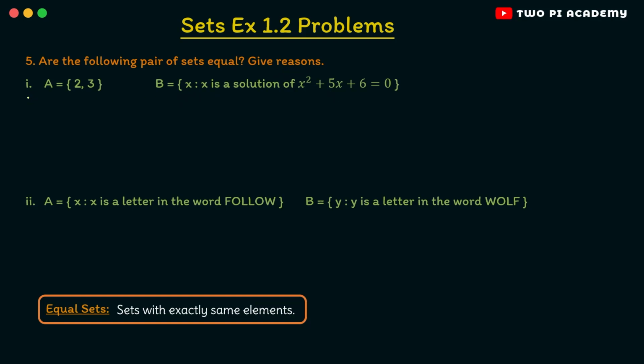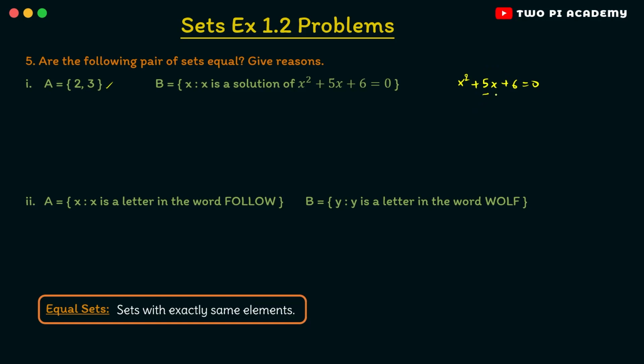So the first one, capital A is the set of 2 and 3 and capital B is the set of all x such that x is a solution of x square plus 5x plus 6 is equal to 0. This is a quadratic equation. x square plus 5x plus 6 is equal to 0. To solve this, you can use the factorization method.